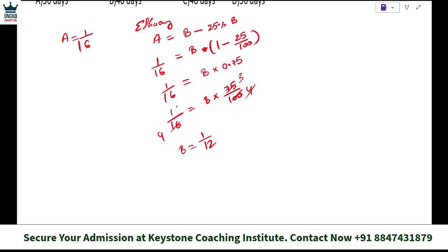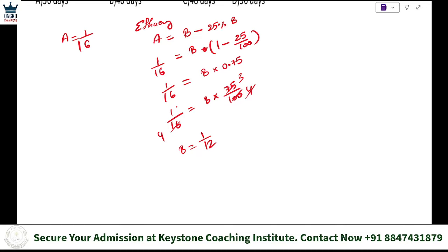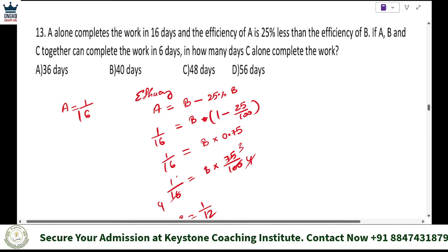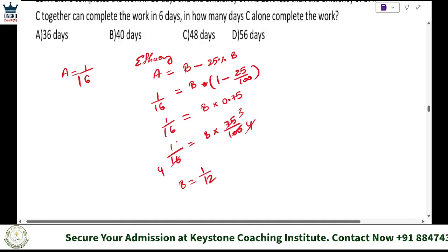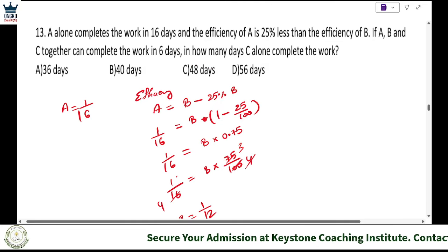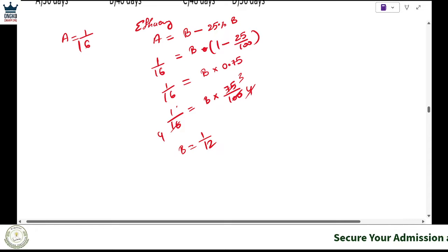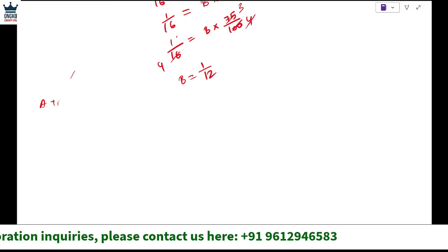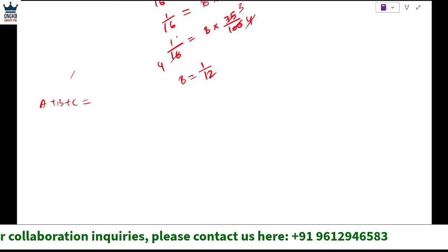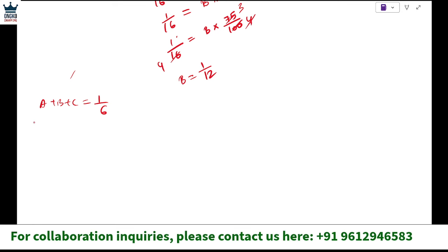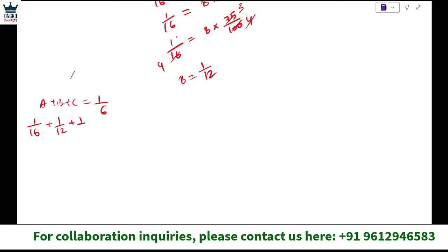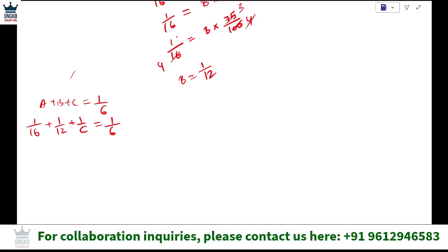Alright, now if we look again very closely, next they are asking us to find: A, B, C together can complete the work in 6 days. So in how many days can C alone complete the work? A, B, C together take 6 days, so the 1 day work will be 1 by 6. A's 1 day work is 1 by 16. B's 1 day work is what? 1 by 12. C's 1 day work is 1 by C.